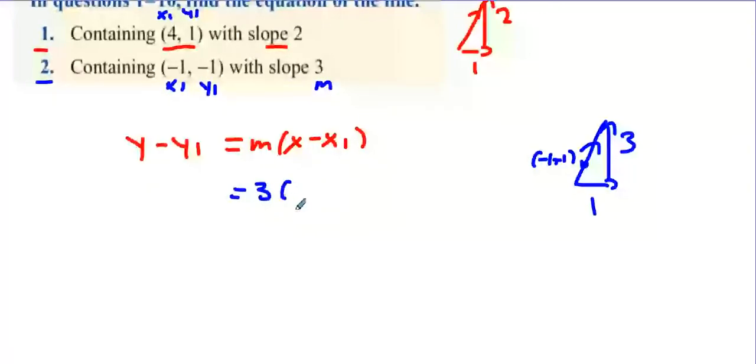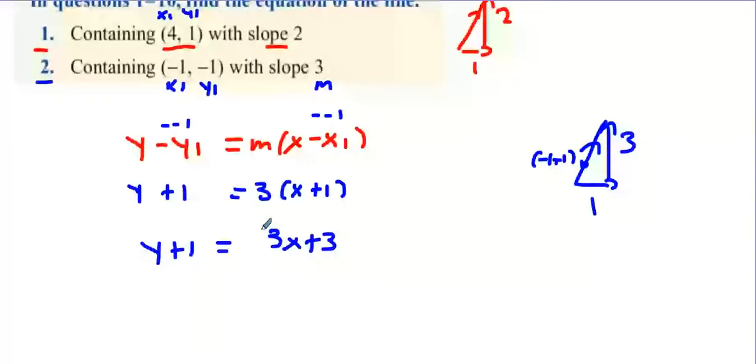So it's going to be 3 into x. Now remember, it's a double minus. It's minus minus 1, which is a plus 1. Likewise, up here, it's a minus minus 1 as well, which will make that a plus 1. So this one's going to be y plus 1 equals 3x plus 3.